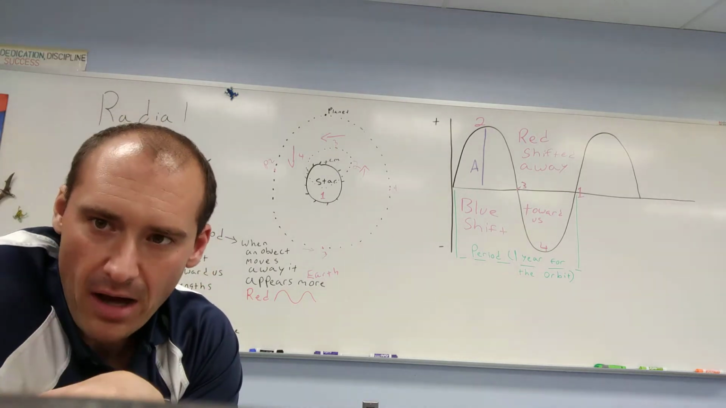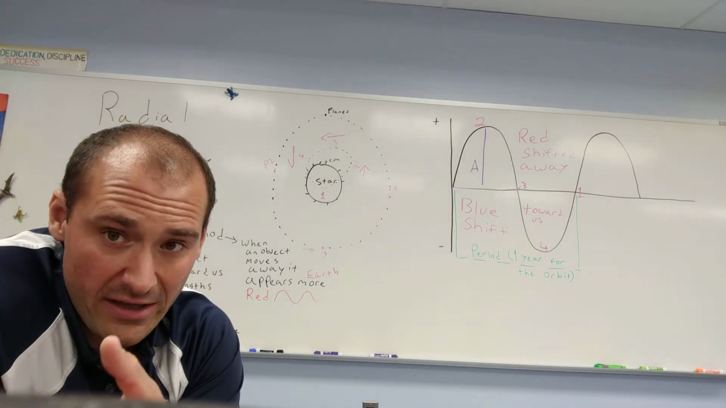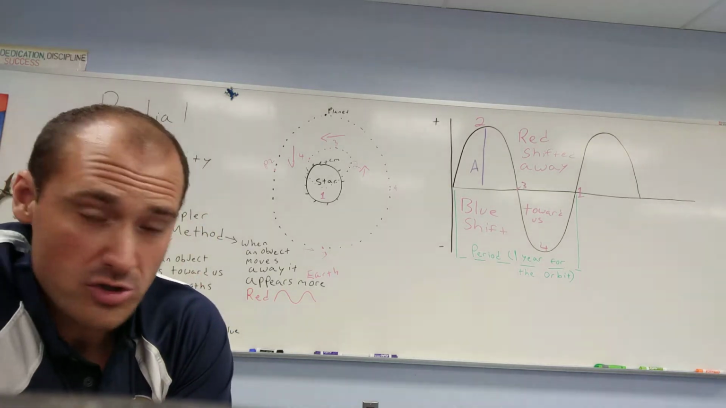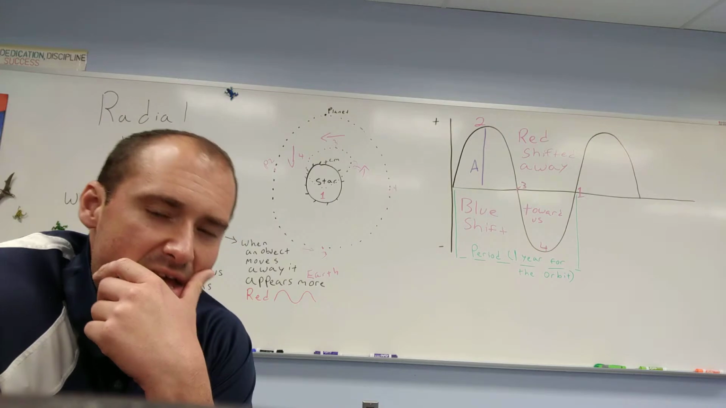A couple problems with this method. This method is biased towards large planets. Why? Well, because large planets are going to be easier to detect. If you're a large planet, you're going to cause that star to wobble more.